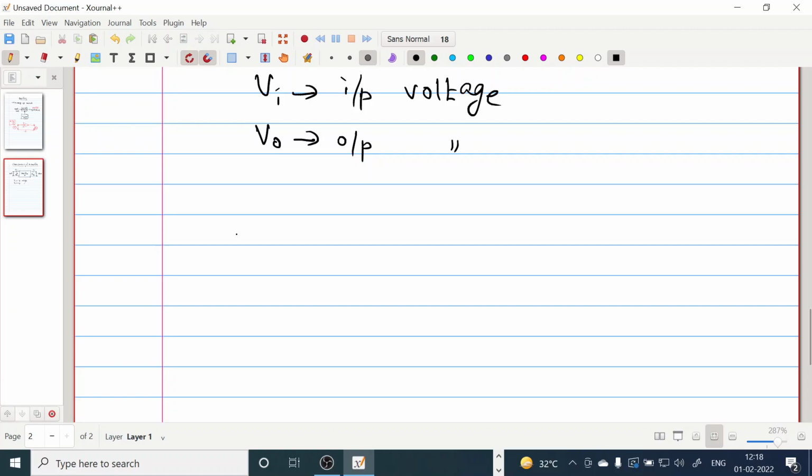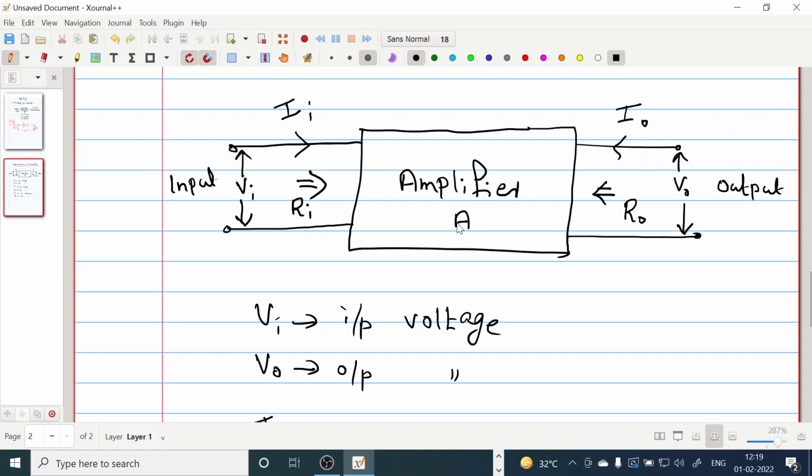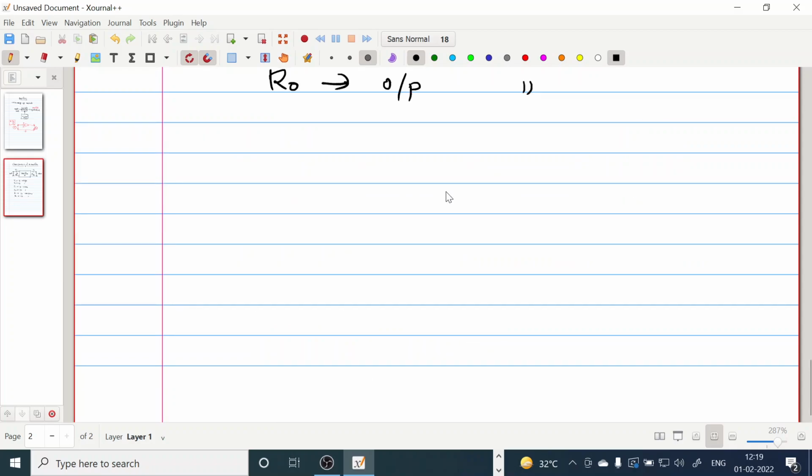Then there is a parameter called RI. RI is the input resistance of the amplifier, RO is the output resistance of the amplifier. So these are the parameters that we have marked in this diagram: input voltage, output voltage, input current, input resistance, output resistance.